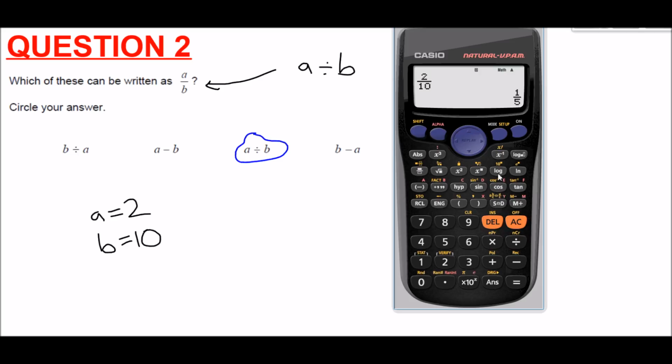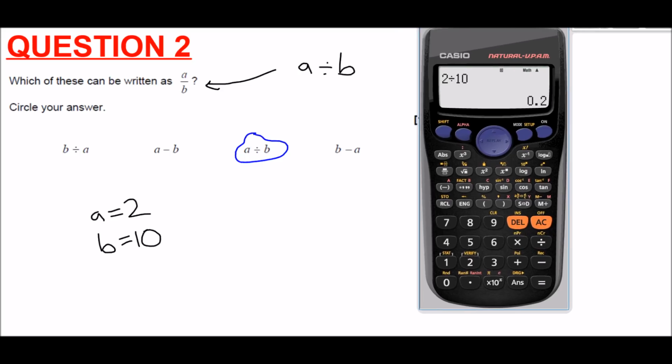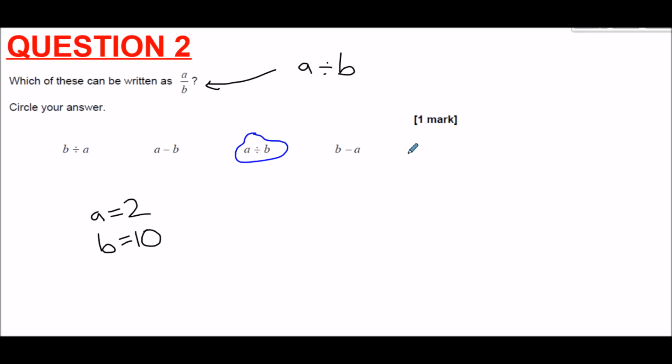2 over 10 would be 1 over 5, or 0.2. B divided by A would be 10 divided by 2, which should be 5. Clearly not the same thing. What I'm saying is the only one that would match up to what we had before, which is 1/5 and 0.2, would be A divided by B. And so we can use our calculator just to double check what we should really already know. Anyway, my quick point is it's A divided by B, so let's move on.